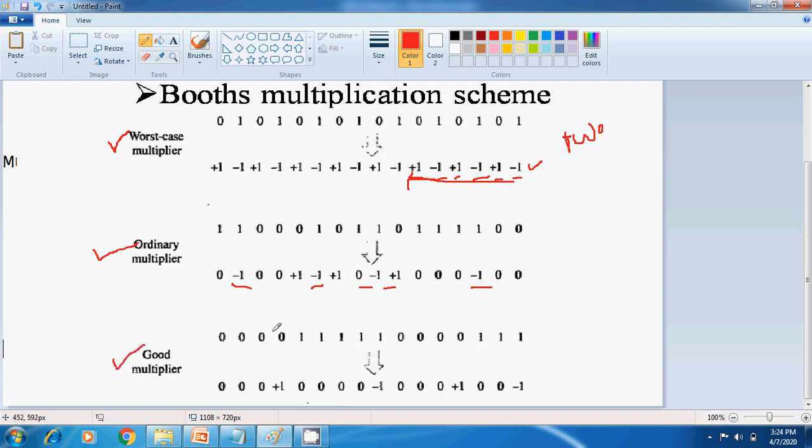So I can say I am getting average efficiency. And in the third case, this is a good multiplier. Why is this a good multiplier? Because if you observe here, we are getting the original multiplier, a sequence of ones. And whenever we are getting a sequence of ones, if I look at this pair, the recoded multiplier bit is 0. If I look at this pair, the recoded multiplier bit is 0, and we know that whenever we multiply by a 0 bit, ultimately the result would be 0. So here I can achieve some kind of efficiency.